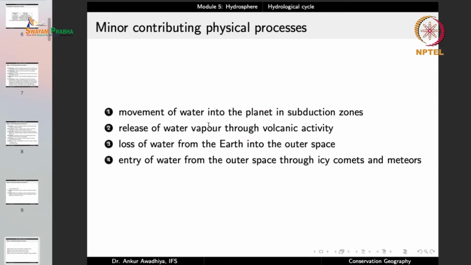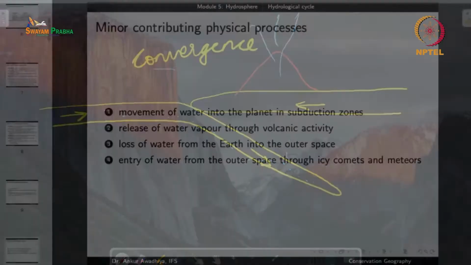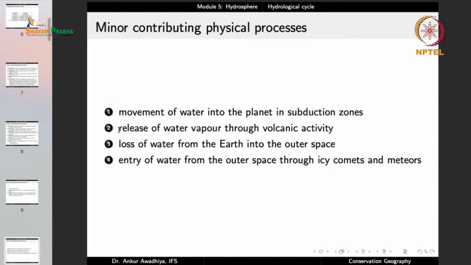Or another process is the release of water vapor through volcanic activity. And we had observed here that in most of the cases, we find volcanoes in this region which spew out this water in the form of water vapor. So this is another activity that is happening.